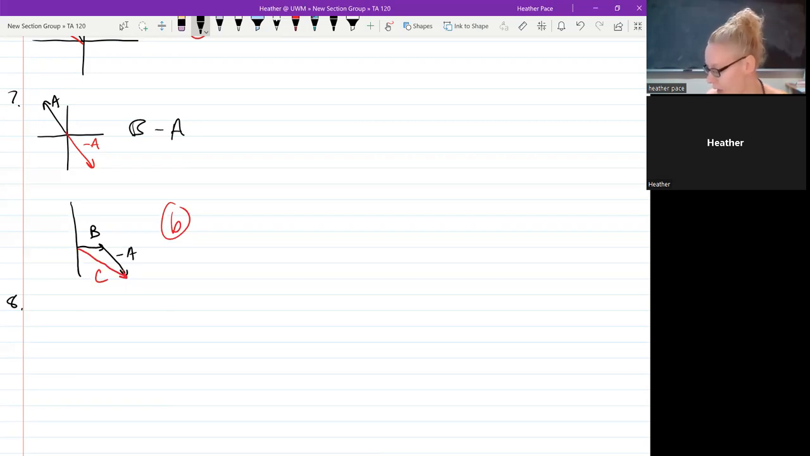So A and B, the angle between A and B of 2 is 150, so that one's out. The angle between, if we add A to B, is 30 between A and B, so 1 could be an answer. So the angle between A and B in 3 is 30. 3 could be an answer.